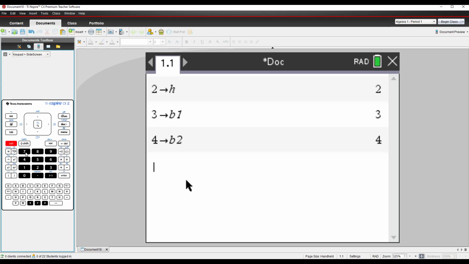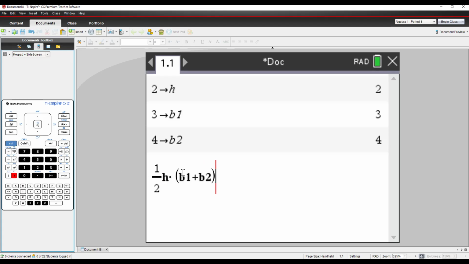We're going to use the formula, control divide. We're going to put in 1/2, and then we're going to multiply h times. I'm going to put a multiplication in there because I don't want any problems from the calculator. And then I'm going to do b1 plus b2.